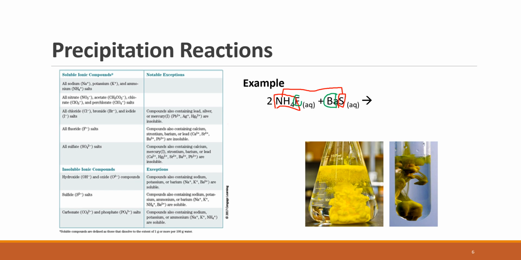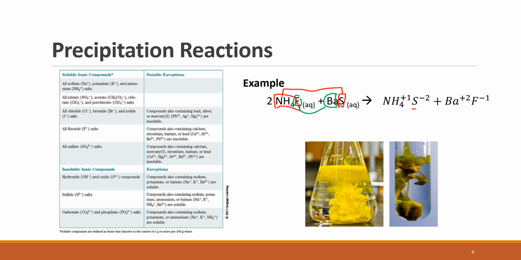So we want to write our new products with their charges is the next step. So that means we want to put barium and its charge with fluorine and its charge, and then ammonium and sulfur together with their charges. So when we do that, we get this. So notice for the NH4, the ammonium, it has a +1 charge. For sulfur, it has a -2 charge.